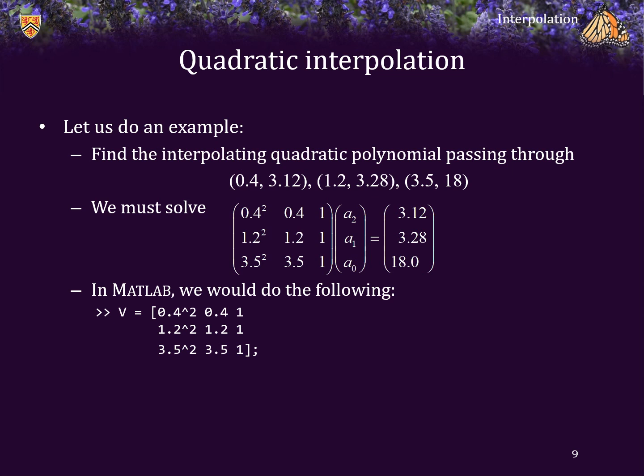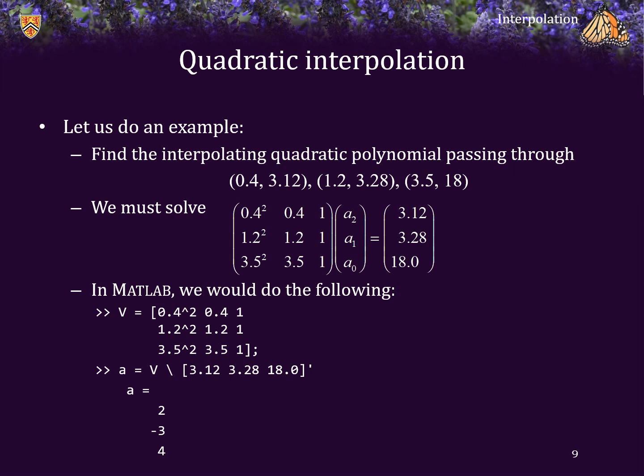We could assign a matrix V, the following matrix, which has the x values either squared or by themselves, and the last column of ones. You would then solve the system of linear equations by using the backslash operator, and that gives us the vector 2, -3, 4.